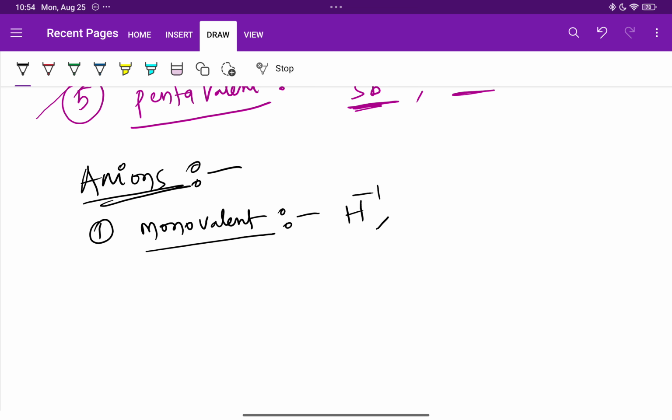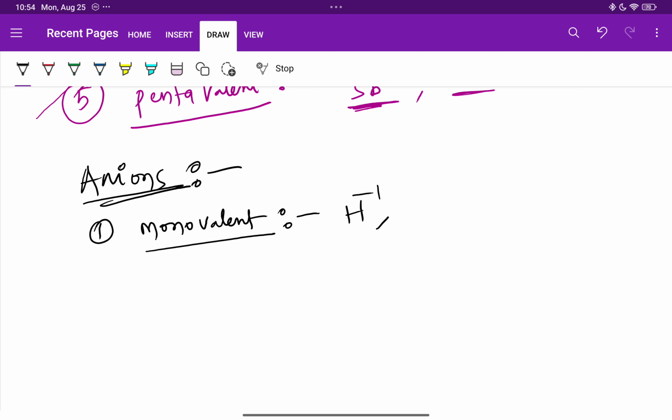HCO3 minus 1, NO3 minus 1, NO2 minus 1, and CH3COO minus 1. So these are the best examples for monovalent anions. H minus 1 is called hydride, F minus 1 fluoride, Cl minus 1 chloride, Br minus 1 bromide, I minus 1 is called iodide, HCO3 minus 1 bicarbonate, NO3 minus 1 nitrate, NO2 minus 1 nitrite, CH3COO minus 1 is called acetate.